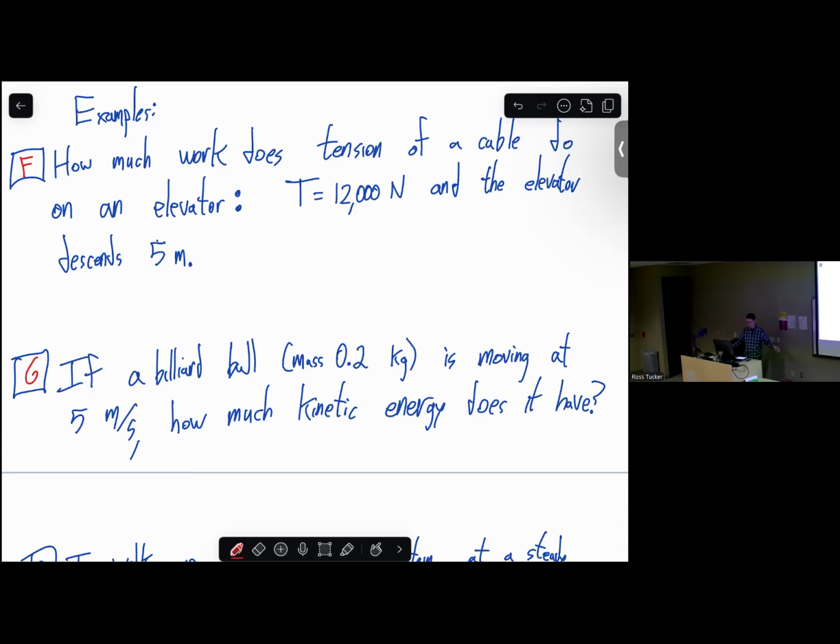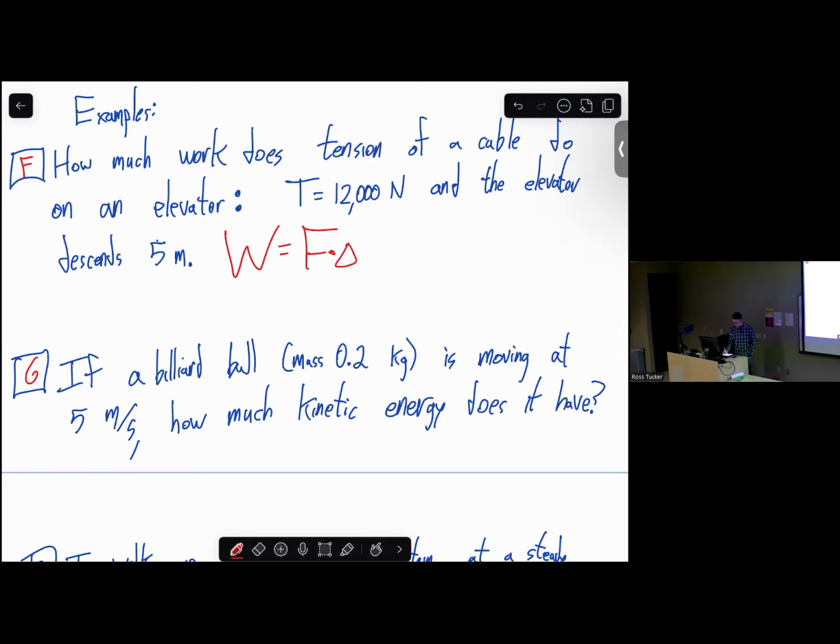Okay, time's up. Here we go. Force times distance. You want work? You got force, you got distance. 12,000 times 5 times, is this force helping or hindering? You're going down. The tension is pulling up.